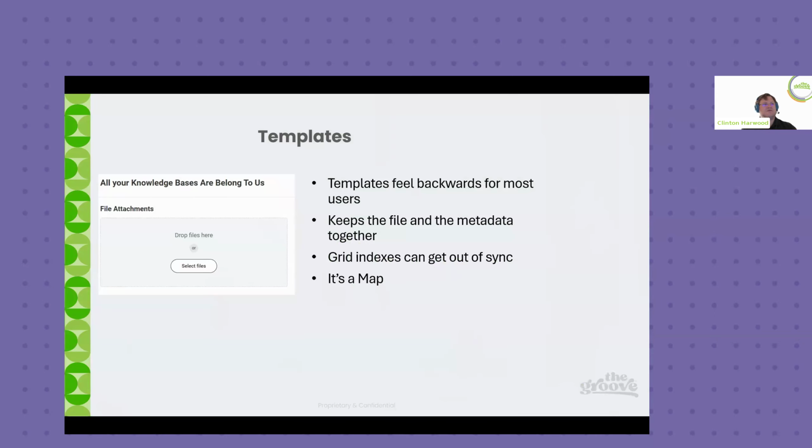Because there's one struggly bit that I have with on multi-part send, and that's the fact that we are using a template. And templates feel backwards for most users. Why do they feel backwards? Because most users want to fill out the metadata first and then upload the file. Templates on the widget go the other way around. They need to upload the file and then apply the metadata.